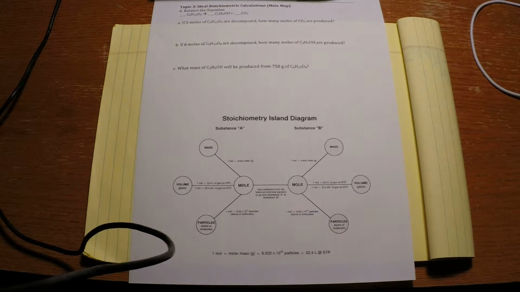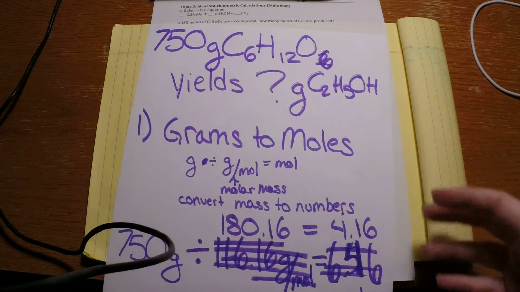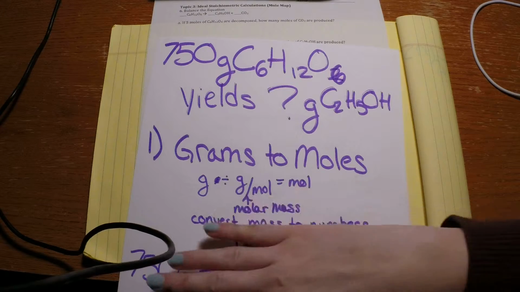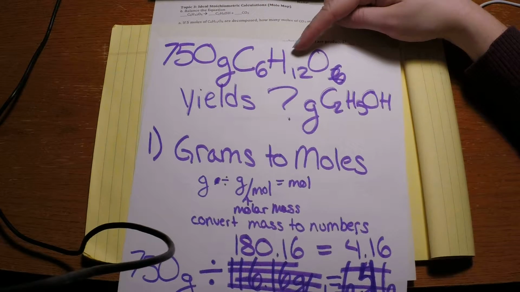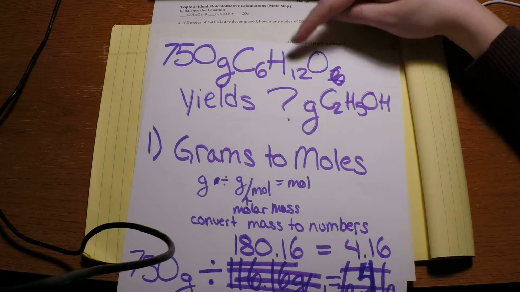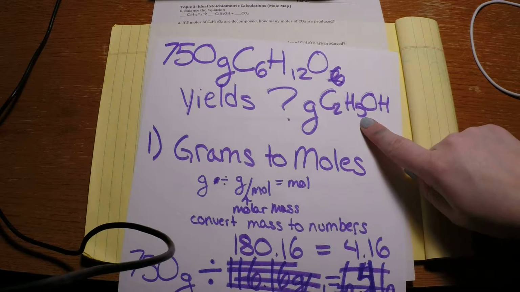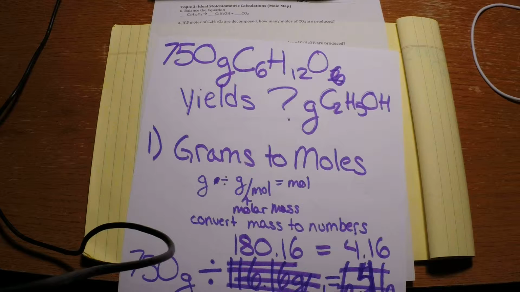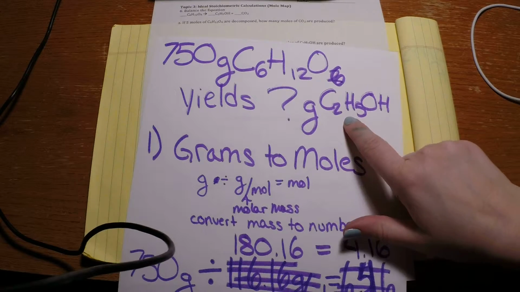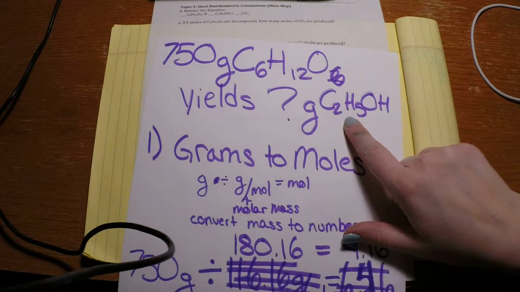So let's take a look at our problem. This is the very last problem on this summative. We have 750 grams of glucose, and that yields some mass of ethanol. This is ethanol. Now you know what ethanol looks like.